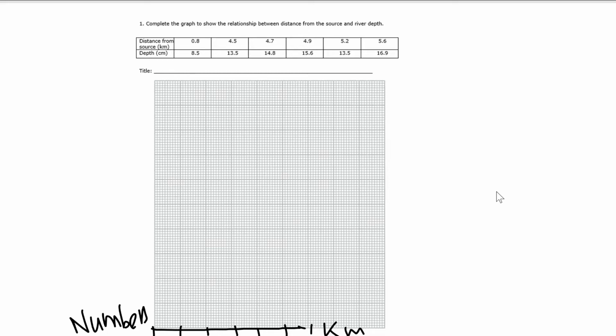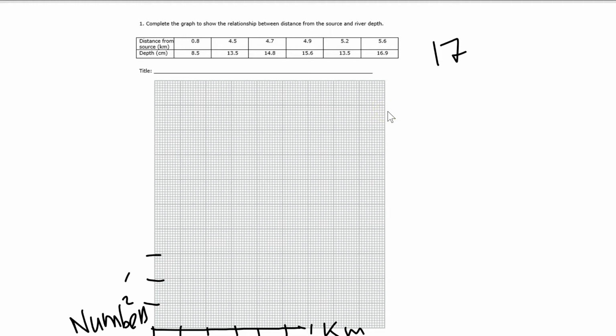Then you do something very similar for the depth. So we're looking here at the depth in centimeters from 8.5 up to 16.9. So rounding that up to the next highest one, it's 17. So then we've got to decide how we're going to fit this in. So let's count the squares again. 1, 2, 3, 4, 5, 6, 7, 8, 9, 10. So 1 square can't equal 1 centimeter because we've got to get up to 17, and it only goes up to 10. So what we're going to do here is make 1 square equal to 2 centimeters.